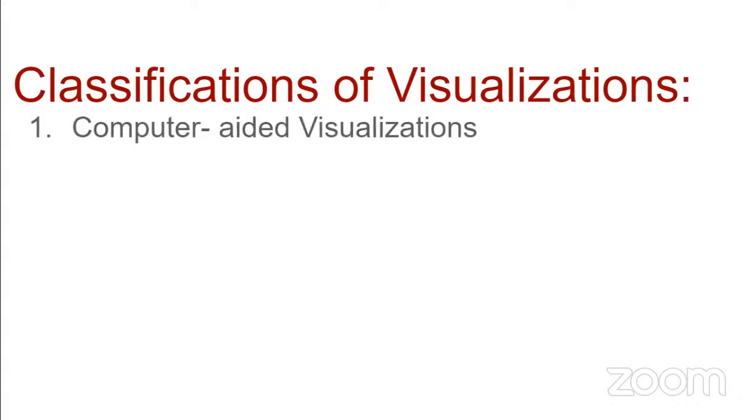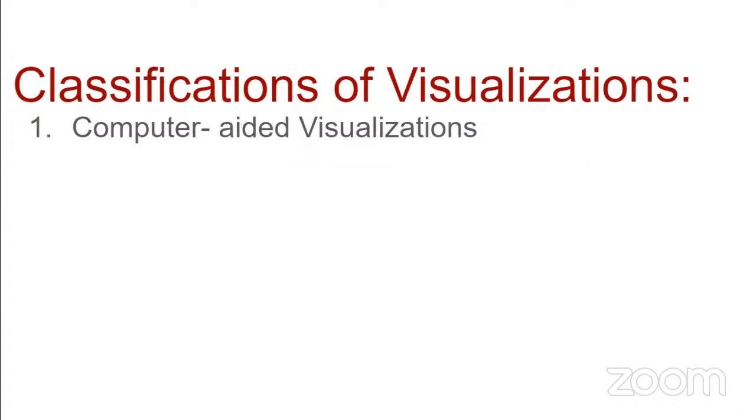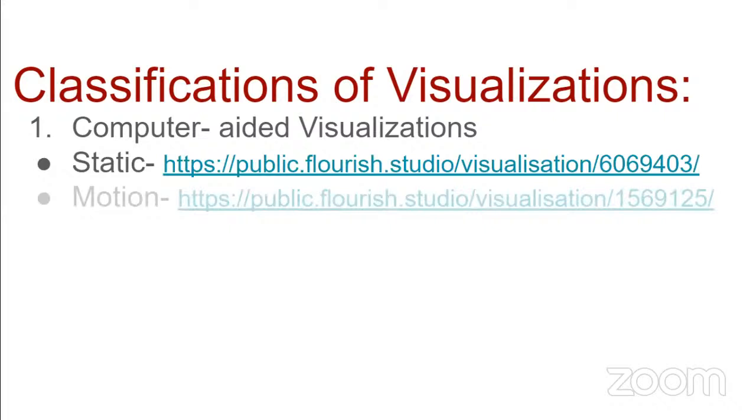We're going to look at some classifications of data visualizations, and we are going to go through, I think, 2 or 3 items. So the first one is computer-aided visualizations, and what that basically means is visualizations that are done using a computer. So it's not manual, like doing it with your hand. And there are 2 types, static and motion.